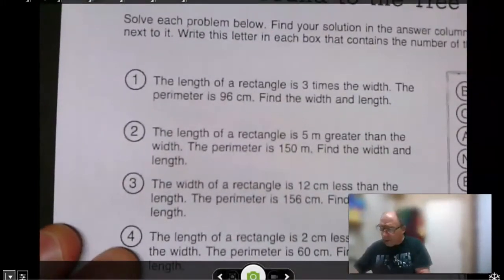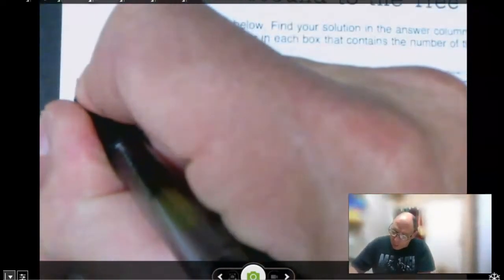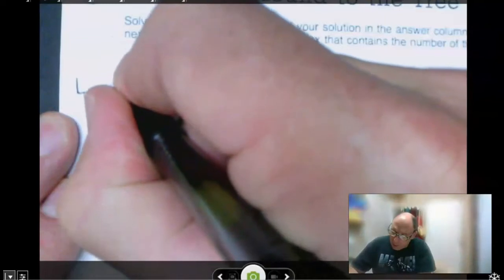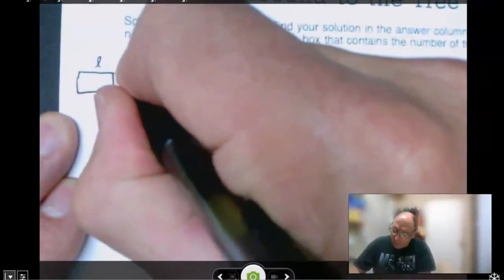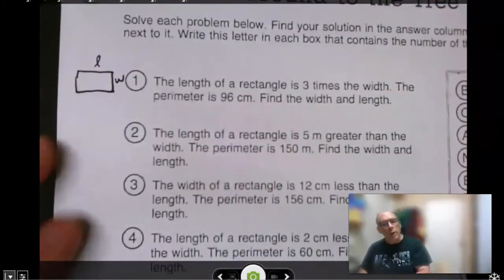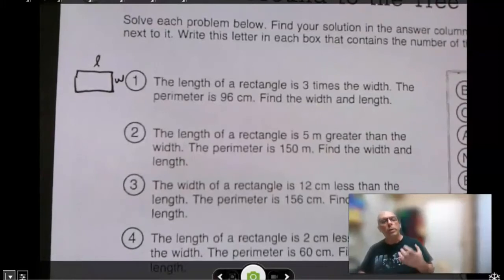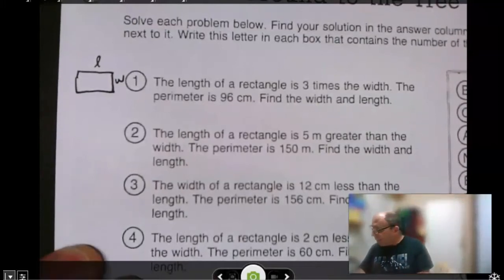So we're going to draw a little rectangle out here. 4 sides, not a square. 4 sides, and they're not all going to be the same when you see rectangle, right? We've got a length, and we've got a width. And we're going to have to get this down to one variable, either using the width or the length. And this is how it's going to work.